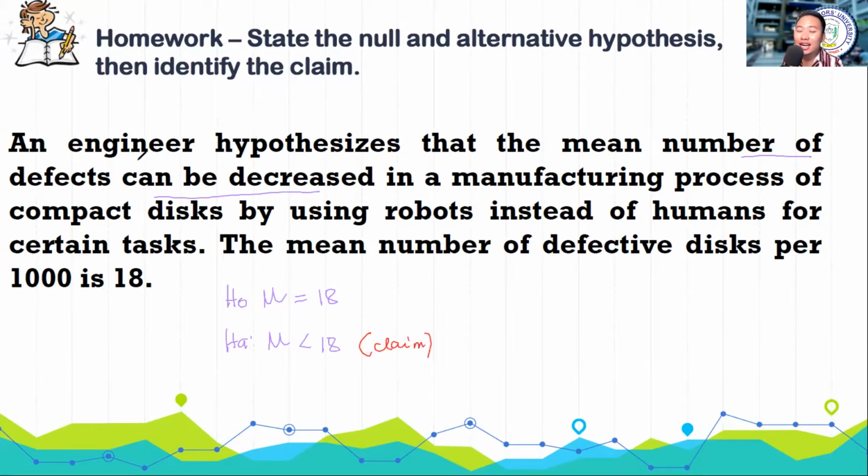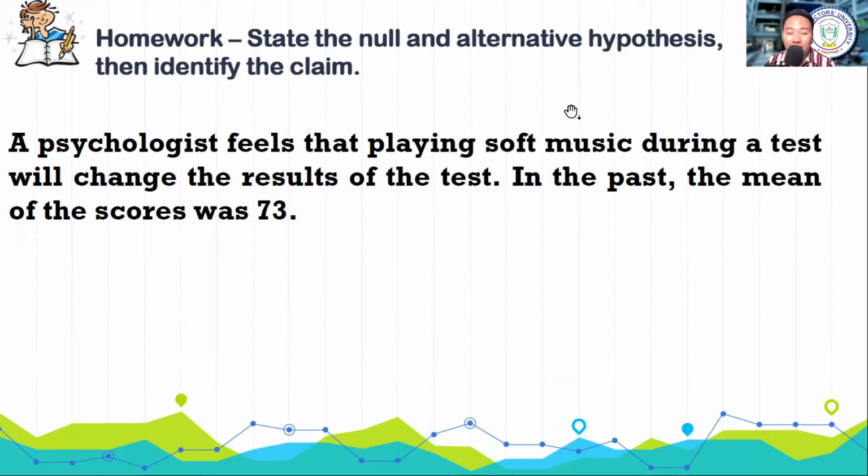So it says here, an engineer hypothesizes that the mean number of defects can be decreased in the manufacturing process. So yeah, that's it. And that's easy. I hope everyone would be able to answer. The only problem here is that you must understand the flow of the problem or the situation, and then solution-wise, the formula will be given to you right away, and then you just solve it. Simple.